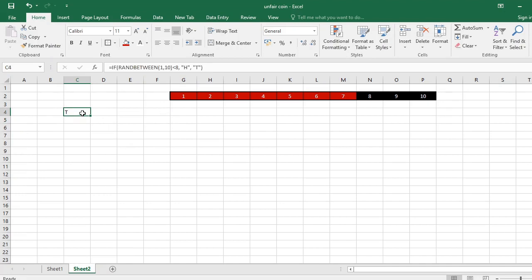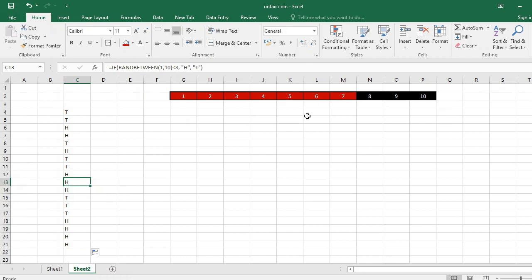Okay, so on this occasion we have got tails. Why is it that we have got tails? We have got tails because the rand between 1 comma 10 function should have produced 8, 9 or 10, any of the three numbers. Let's run this formula multiple times. Now you see you have got heads and tails. Wherever you have got heads, it means that the rand between function would have generated any of the numbers from 1 to 7.